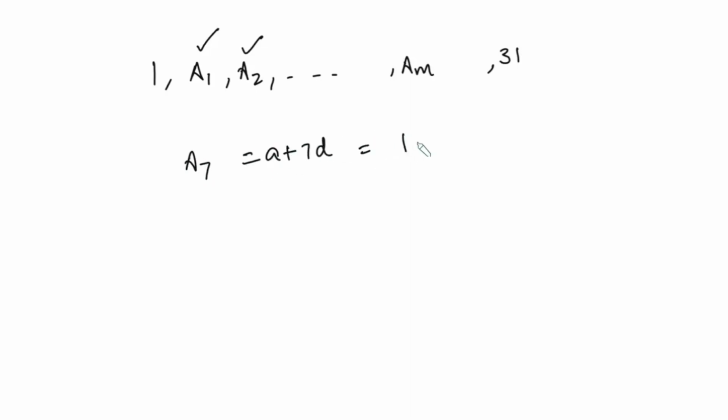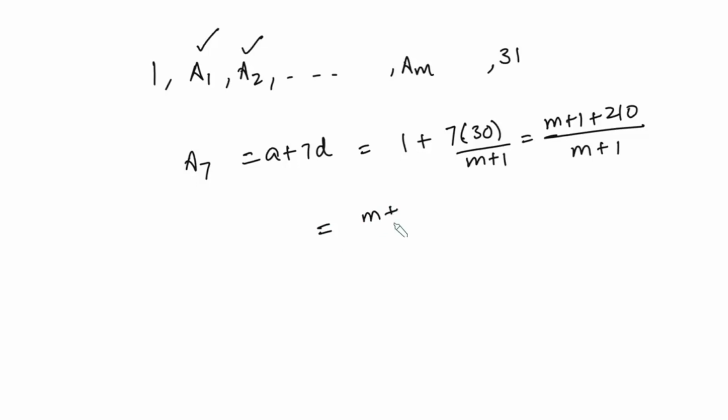We know a, which is 1, and 7 times d, which is 30 over m plus 1. If we simplify this, we get (m plus 1 plus 210) over (m plus 1), and that gives you (m plus 211) over (m plus 1).